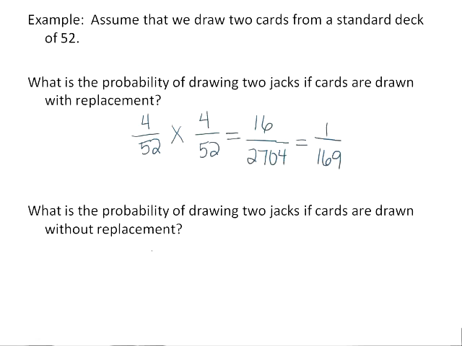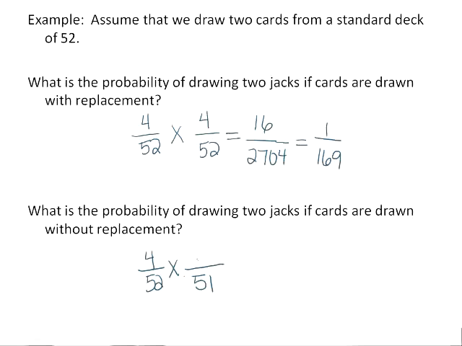But if the cards are drawn without replacement, the second card that is drawn, the probability of choosing a particular card will be influenced by what was picked on the first card. So what's the probability of drawing a jack on the first card? That's still 4 over 52. But think about this, that the card is not put back in the deck. So you have 1 less card. You only have 51 cards this time.